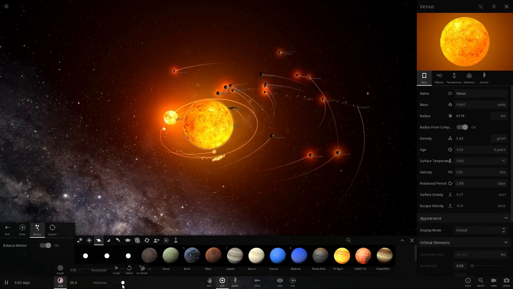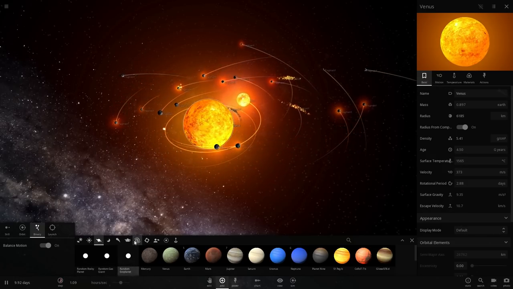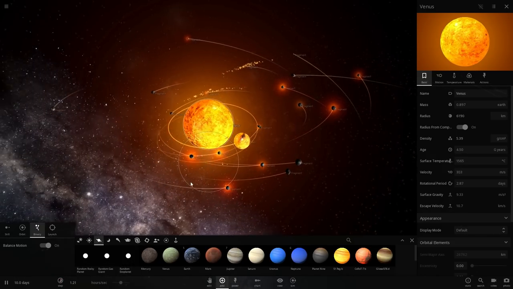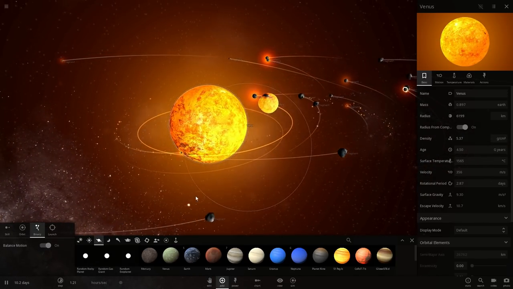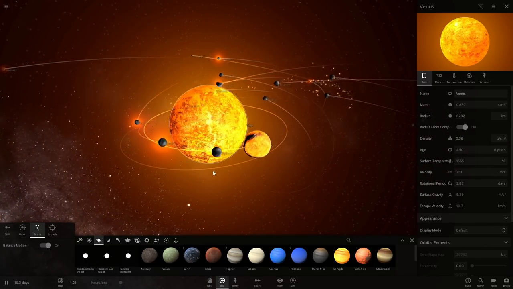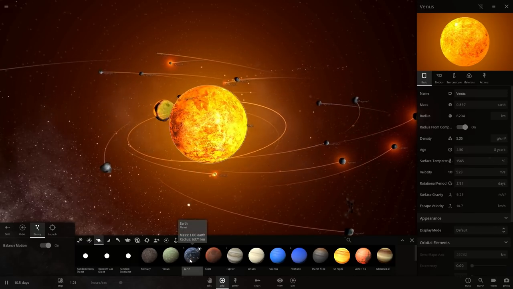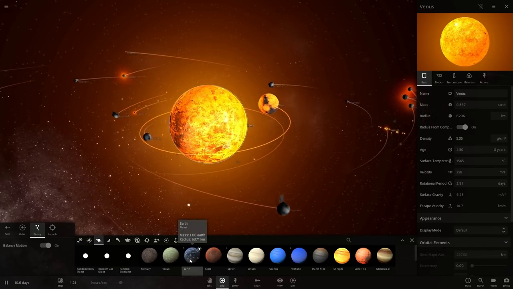Now, here comes the big battle. Earth versus Venus. Can you imagine or can you predict what's going to happen? Well, chances are our planet is going to win, but you never know. Our planet is actually the most dense of all planets in our solar system.